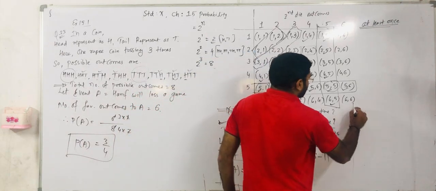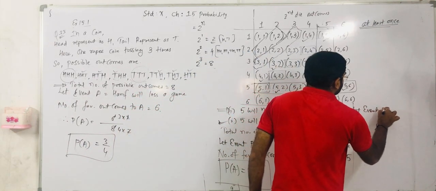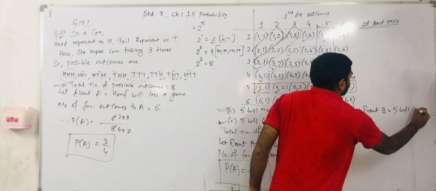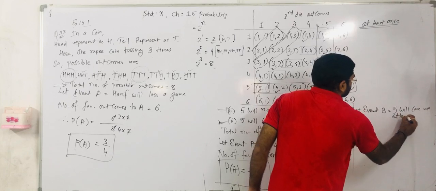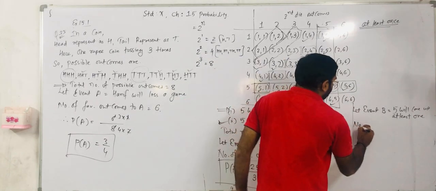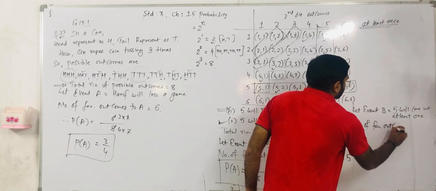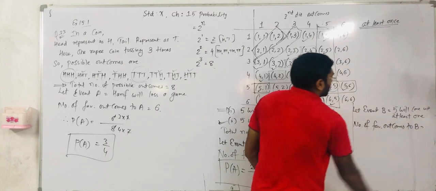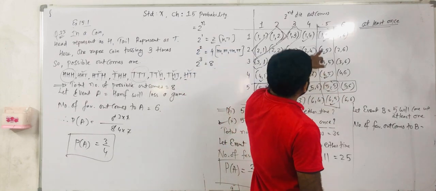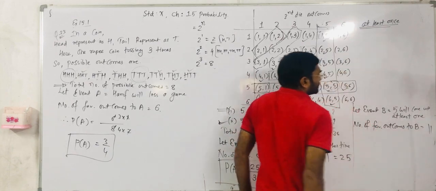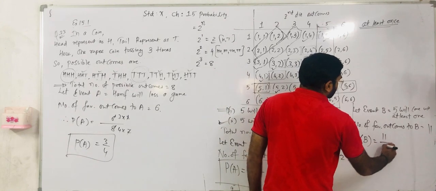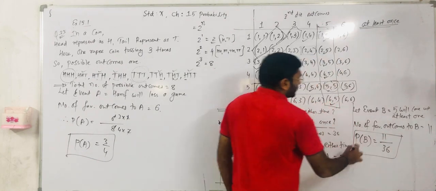So for that event, we take the event B as 5 will come out at least once. At least once means we have to write down the favorable outcomes. The number of favorable outcomes to event B: as I told you, in how many outcomes do you get the 5 at least once? These 11 outcomes. So the probability of event B, its favorable outcomes are 11 and the total number of outcomes is 36.